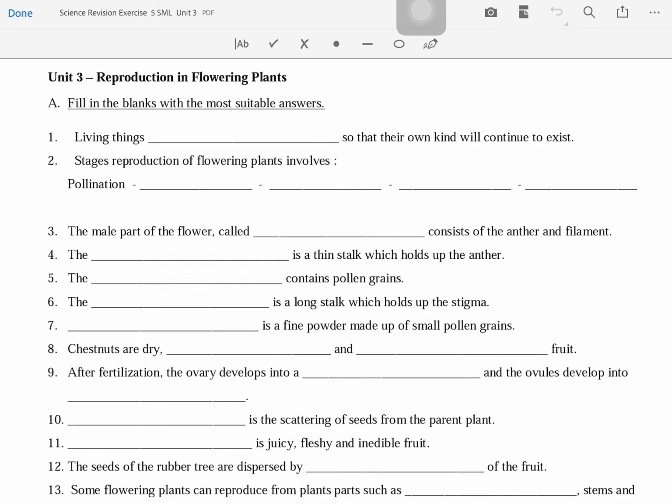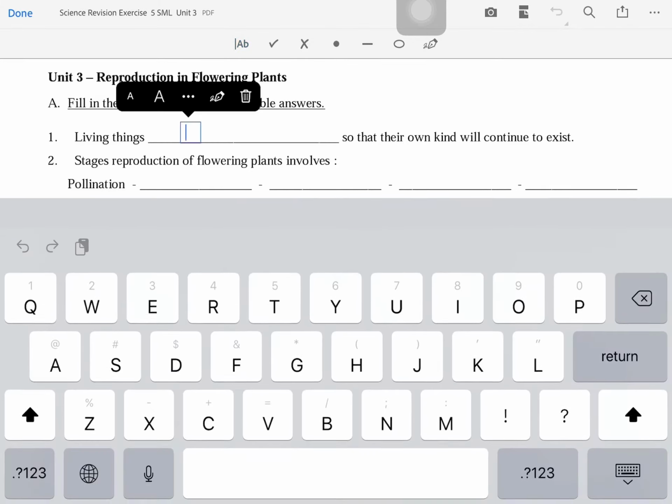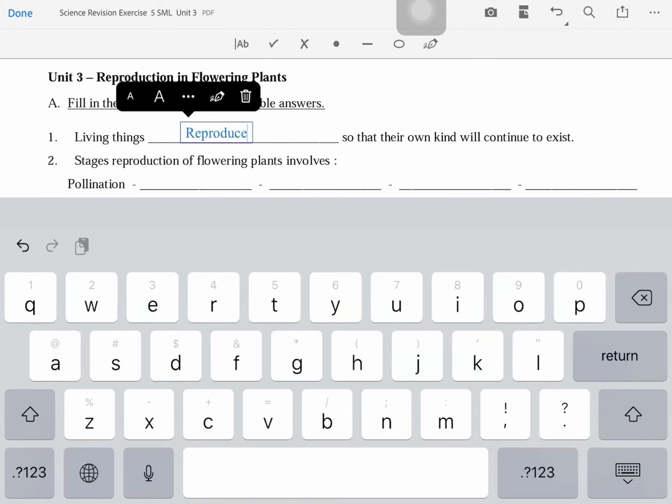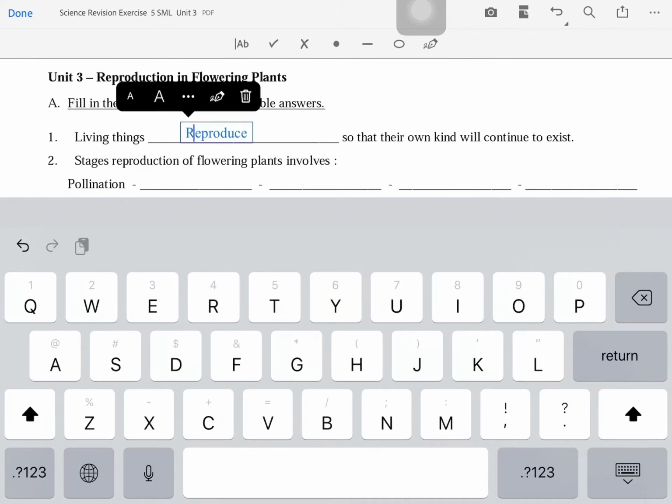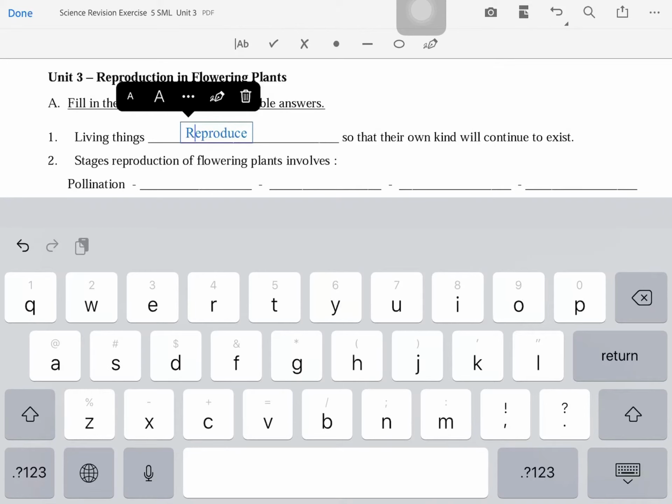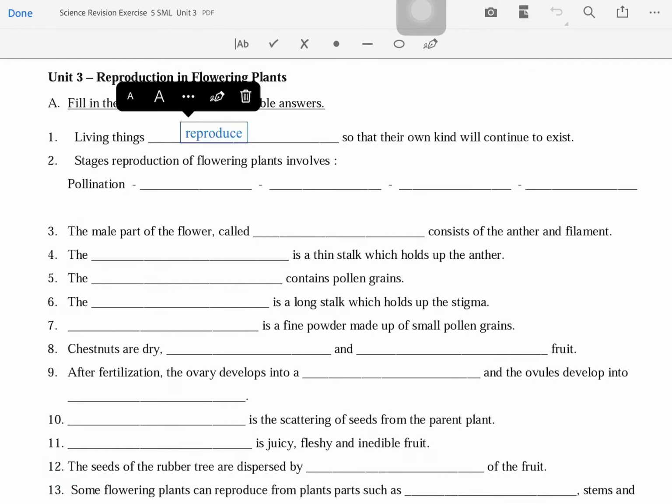Now, the first question that we will be discussing is this. Living things, what do they do so that their own kind will continue to exist? If you turn to your textbook, page 50, you will find the answer. Living things reproduce, right? They reproduce in order for their own kind to continue to exist. The same goes for plants. They need to reproduce so that they do not go extinct.